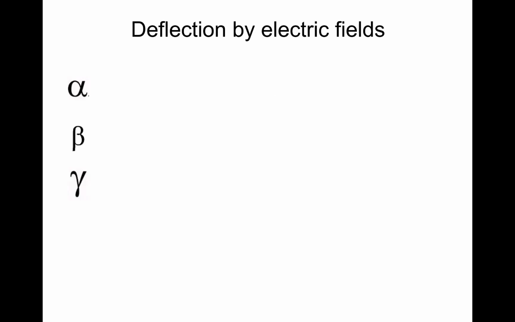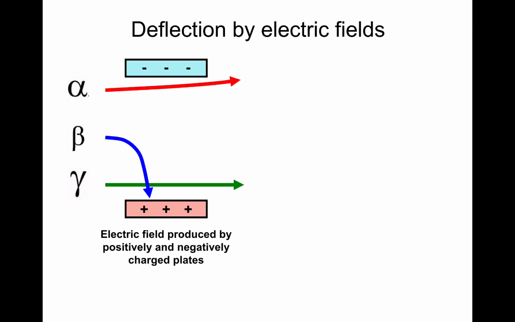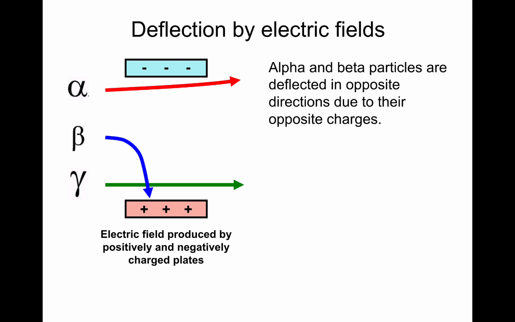So, deflection by electric fields. We've got alpha, beta, and gamma again. Now, for electric fields, the alpha and the beta go in opposite directions, but this time you need to actually know which direction, and it's pretty straightforward. An alpha particle has a +2 positive charge, so it would naturally be attracted towards the negative side of the electric field. And the beta particle is a fast-moving electron which carries negative charge, so that would move towards the positive side of the electric field.